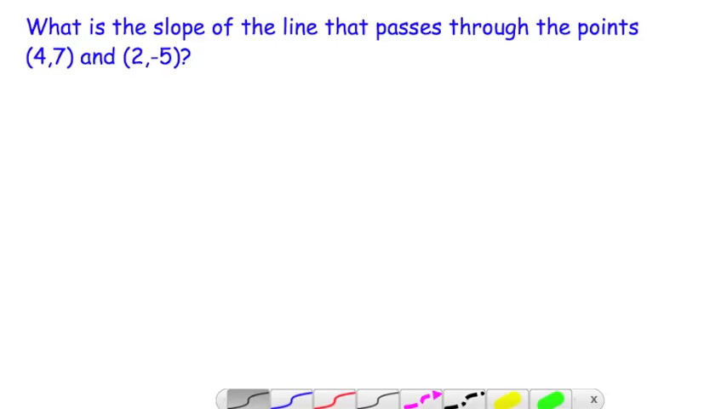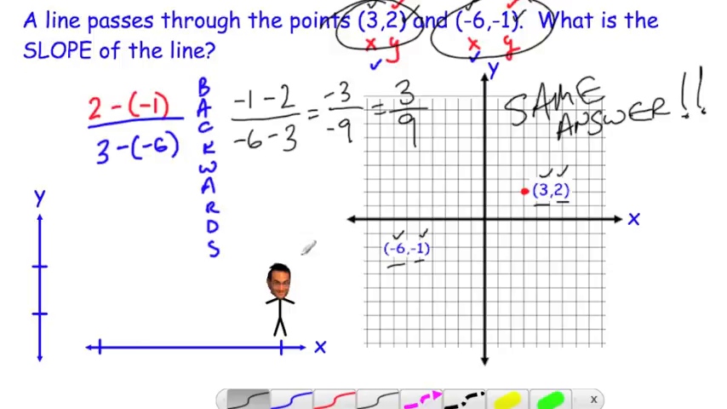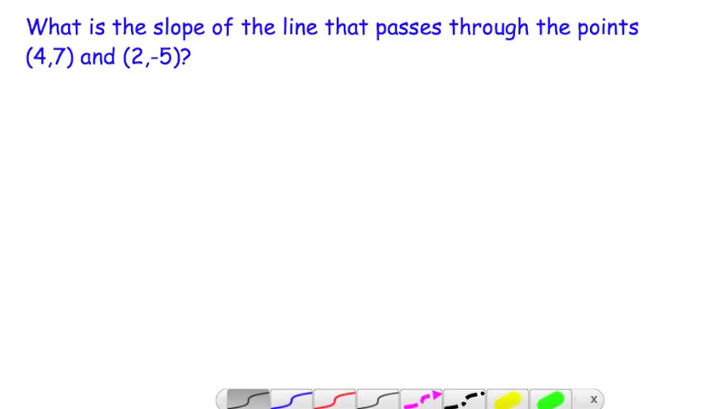Finally, one last problem. Here's what I suggest. If you feel comfortable, do this on your own, and then come back and check and see if you did it right. If you don't feel comfortable, watch this whole part over again and then come back and give it a try. So, here we go. That's an X, that's a Y, that's an X, that's a Y.